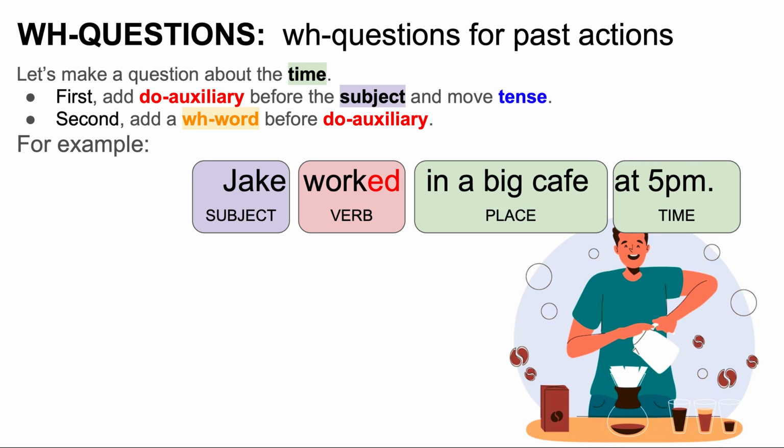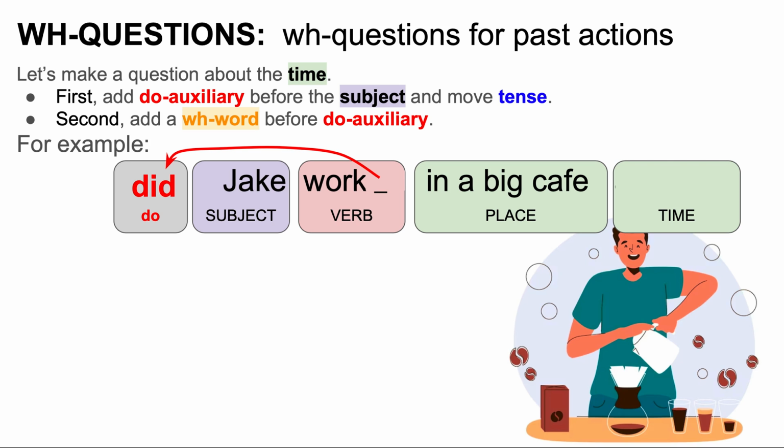Now I'm going to make an example about time. Jake worked in a big cafe, but I don't know the time. I want to know the time. So, first I'm going to add the do auxiliary before the subject. But remember that do absorbs the tense. So, Jake worked in a big cafe. Ed is absorbed by the do auxiliary, and do becomes did. Did Jake work in a big cafe?